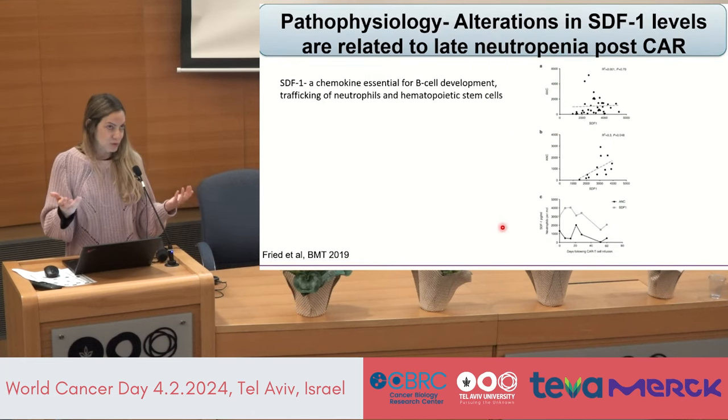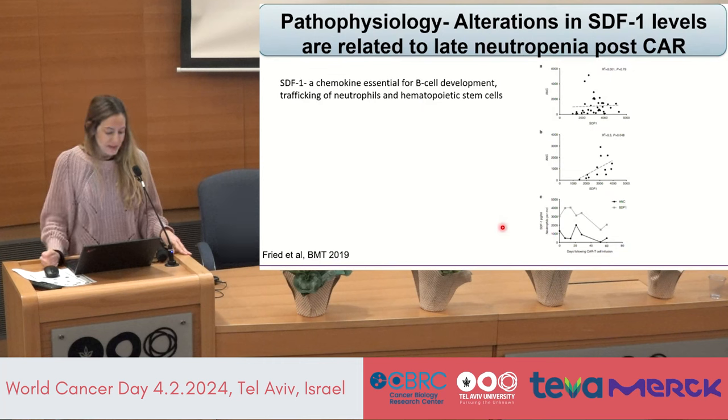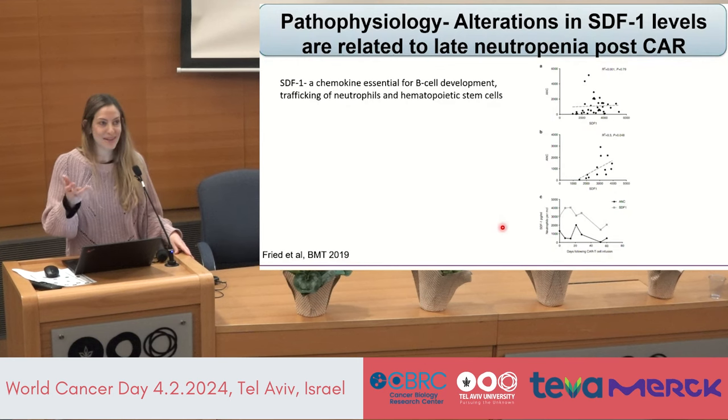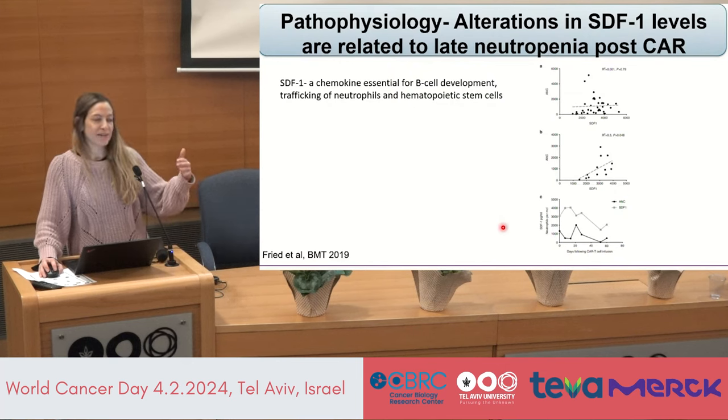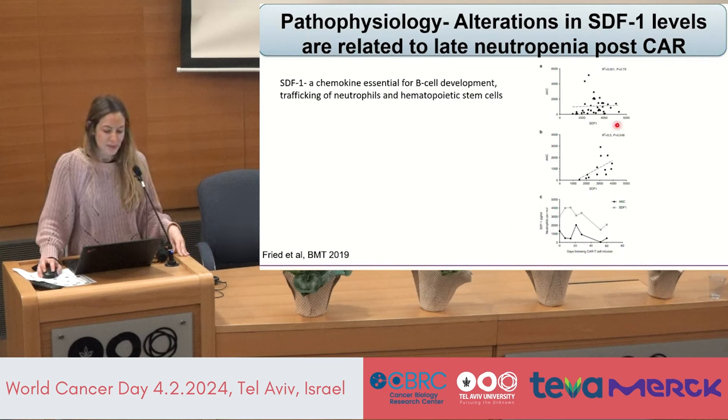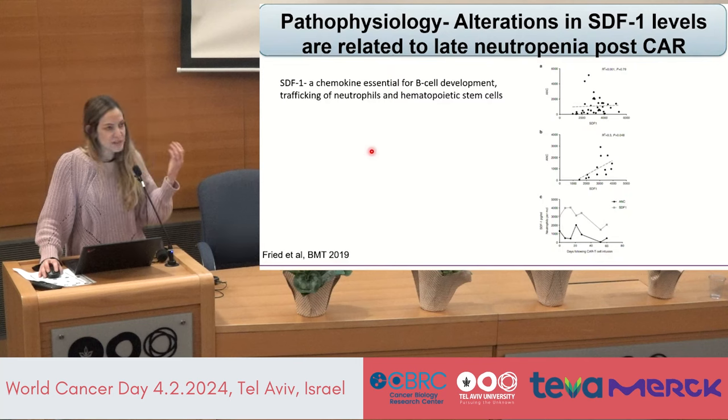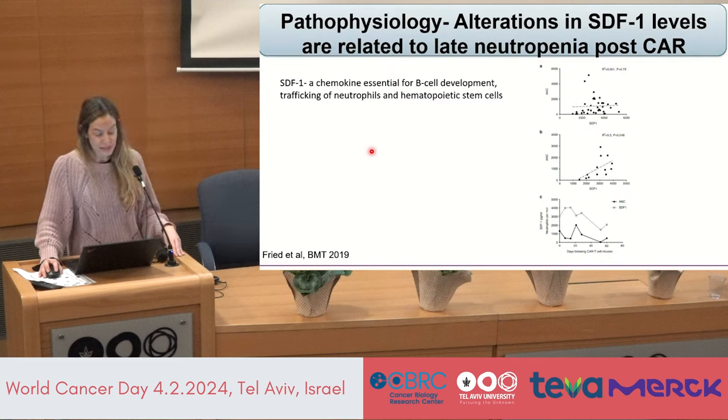So what do we know? A little bit diving into the biology. This is from the Sheba Center, actually one of the first trials that showed anything of the biology of this phenomenon. They looked at 38 B-ALL and non-Hodgkin lymphoma patients, and they compared patients that had early recovery of their blood counts before 21 days after CAR T infusion and more than 21 days. They looked at a marker called SDF1, which is a chemokine important for B cell development and trafficking of the neutrophils and the hematopoietic stem cells.